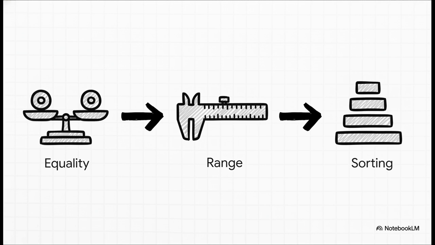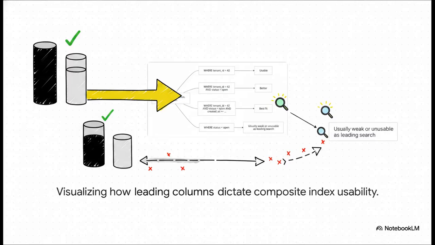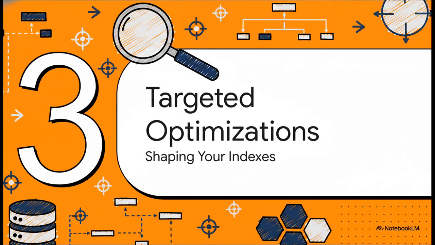You can't just throw a bunch of columns together in a blender and hope the database optimizer figures it out. Because think about it, those leading columns totally dictate the index's usability. If your query maps to the leftmost prefix of the index, say querying tenant_id, status, and created_at all together, it's the absolute best fit. But if you omit that leading column from your search, the index is effectively dead weight. Order is everything here.